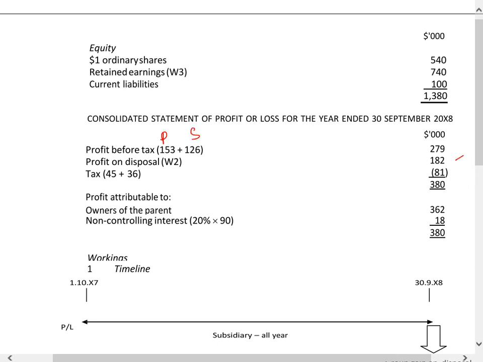we have a group profit here, which will increase my retained earnings. Parent plus subsidiary, and we're going to share. Find which one first. Find NCI, and the balancing will be owner. This will be 380 minus 18, balancing figure. Done. How to get the 18?